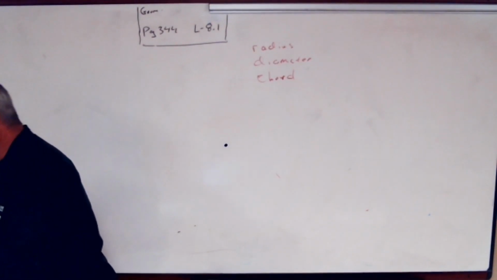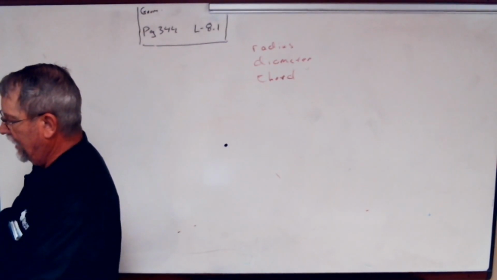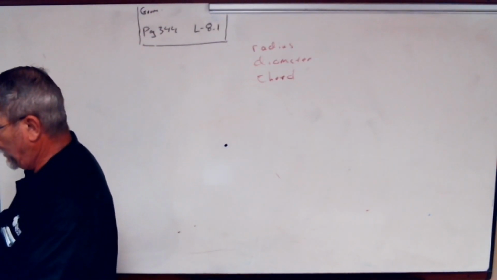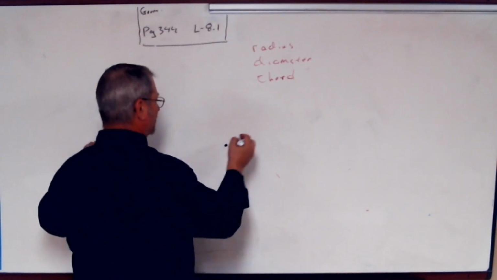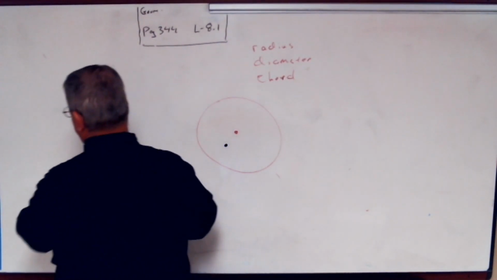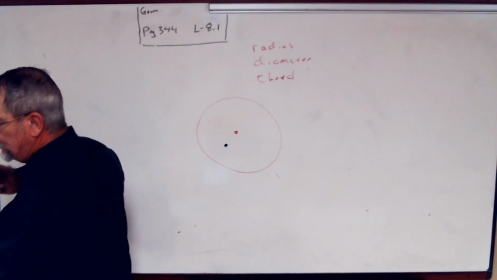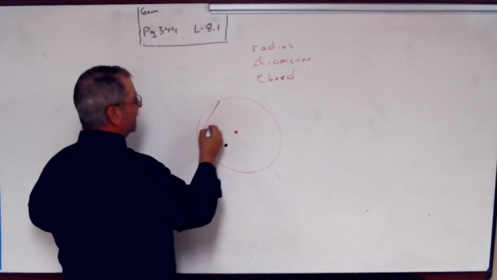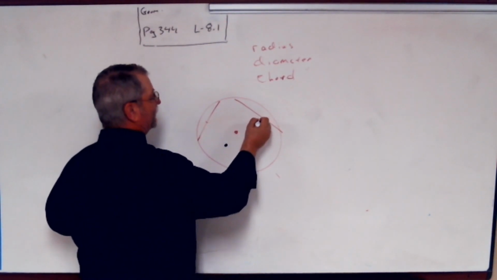Last one here says, in congruent circles, or the same circle, two chords are congruent if and only if they are equal distance from their centers. So this one here, we have a circle. It says two chords are congruent. So this chord here and this chord here are the same length.